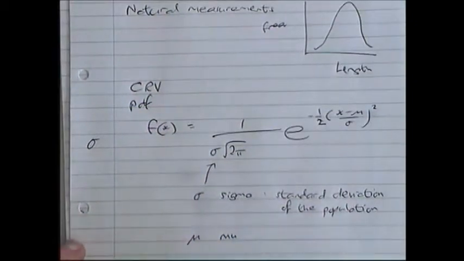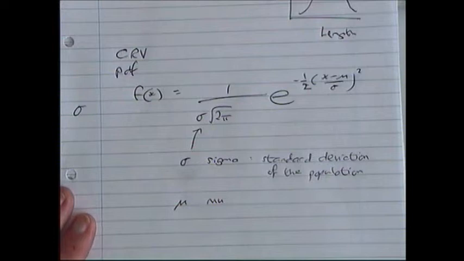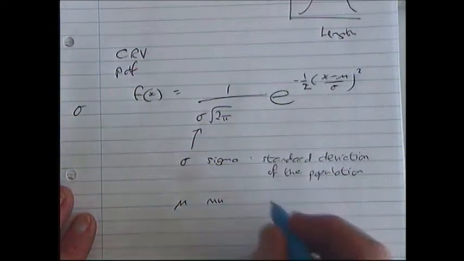Mu, lowercase mu. What is that then? Coefficient of friction. Not in this case, not the coefficient of friction. Mean, yeah, okay, it's the mean of the population.